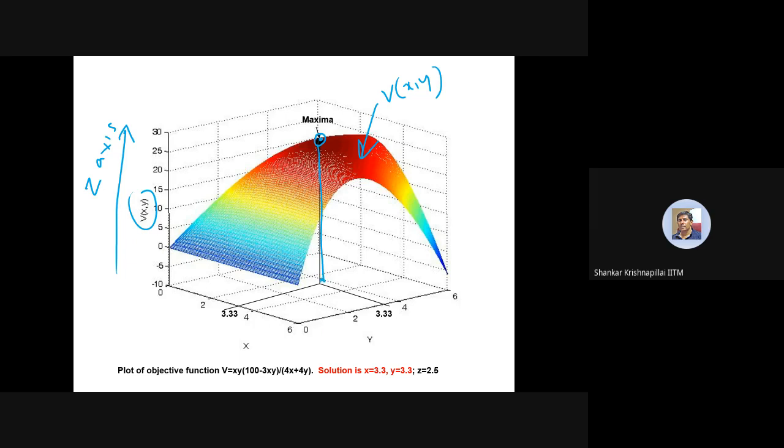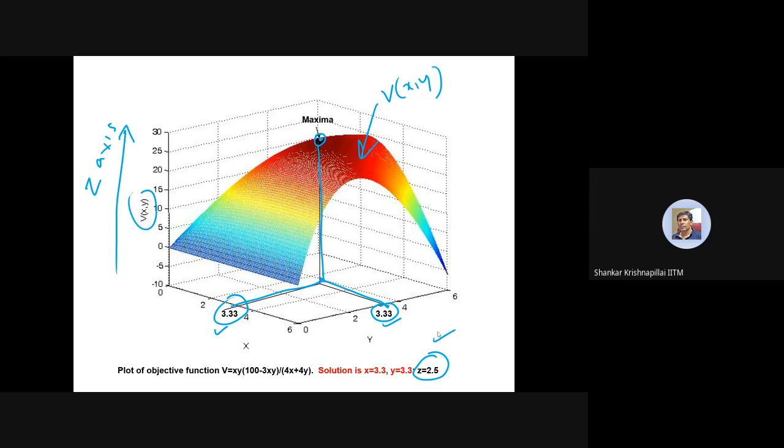I draw a perpendicular down and find the values of x and y: x is equal to 3.33 and y is equal to 3.33. Knowing that, I can recalculate the value of z from the equality constraint relationship. So the correct solution to this equality constraint problem is x equal to 3.33, y equal to 3.33, and z equal to 2.5. This is the equality constraint handled by the method of eliminating a variable.